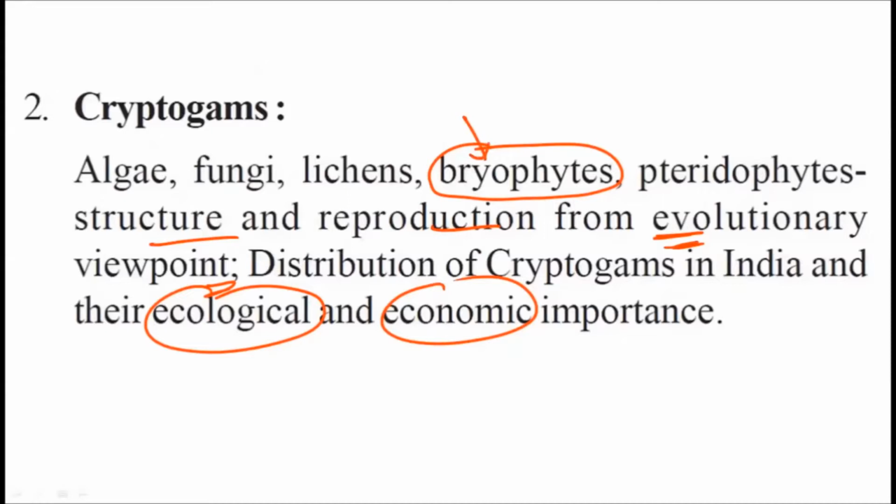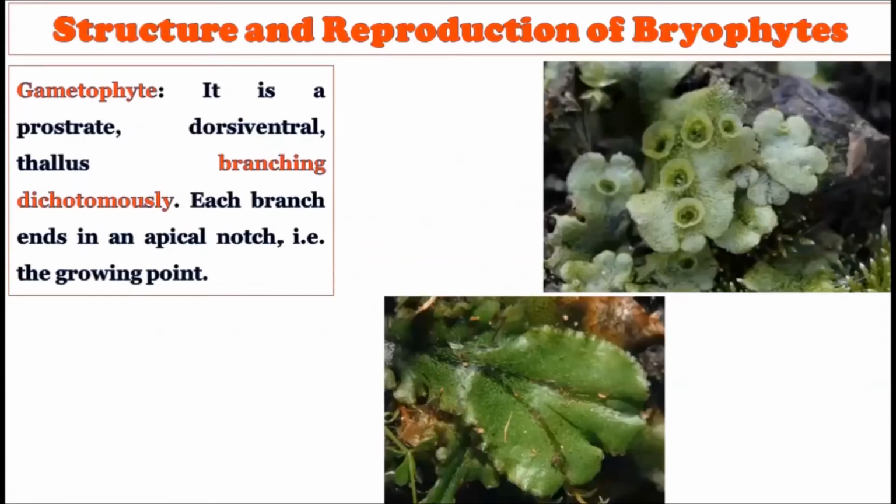So let us consider the Marchantia gametophyte. As you already know, the bryophytes show alternation of generation, and the gametophytic generation alternates with the sporophytic generation. In the last home assignment, you drew in detail how the gametophytic generation alternates with the sporophytic generation. So first, let us consider how the gametophyte of the Marchantia is.